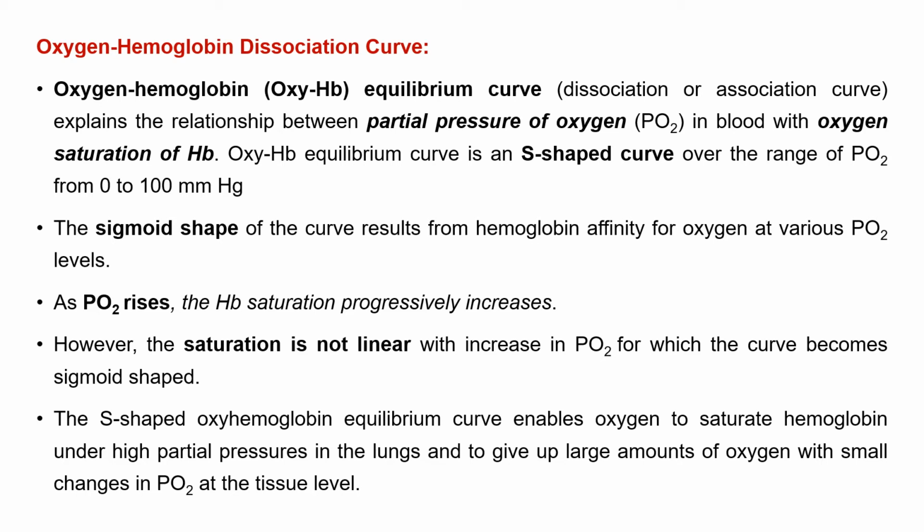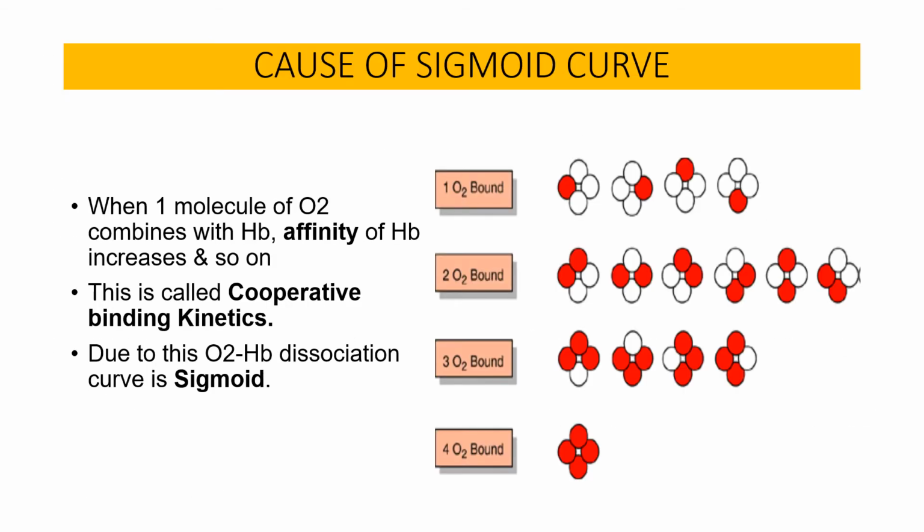As PO2 rises, the hemoglobin saturation progressively rises. However, the saturation is not linear with increase in PO2, for which the curve becomes sigmoid shape. The S-shaped oxyhemoglobin equilibrium curve enables oxygen to saturate hemoglobin under high partial pressure in the lungs and to give up large amount of oxygen with small changes in PO2 at tissue level. Now, what is the cause of this sigmoid curve?